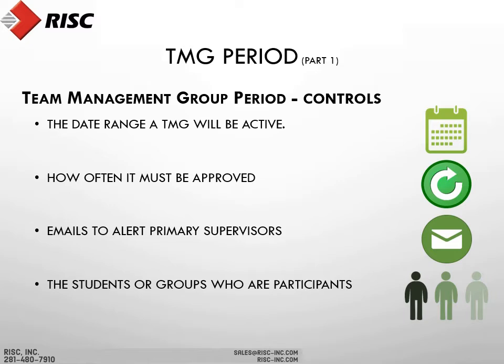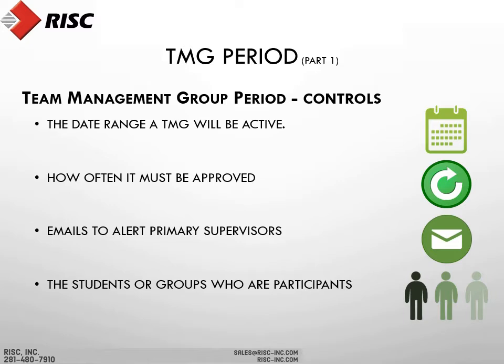After you've added your TMG items and made them valid by associating a team to each one, the next step in setting up a TMG is creating a TMG period. When creating a TMG period, you are setting the date range that the TMG will be active. You can define the start date and then either leave the end date blank to create an open period that never ends, or define an end date and create multiple periods.